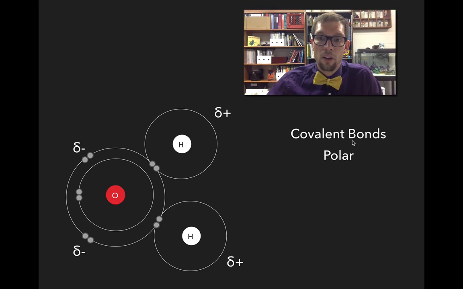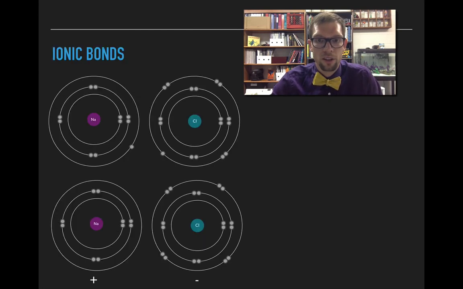Now you can have polar covalent bonds as well. Here the atoms are sharing the electrons, but they're not sharing them equally. Oxygen has a slightly larger affinity than hydrogen, and it's large enough that you actually get these partial charges. So the oxygen has a partial negative charge because it's holding the electrons closer than the hydrogen, so that you get this partial positive charge.